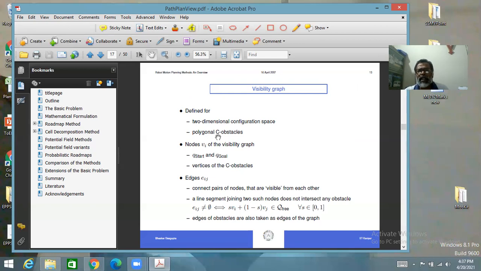So this is not a big deal. This is a big deal: that it is only for two-dimensional configuration spaces that it will be useful. So for mobile robots working on a plane, this works quite fine.